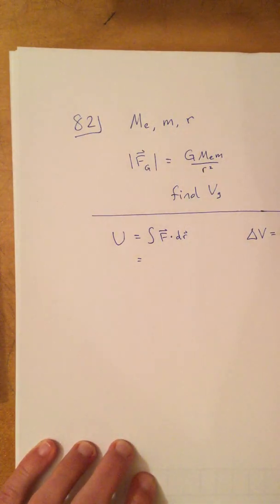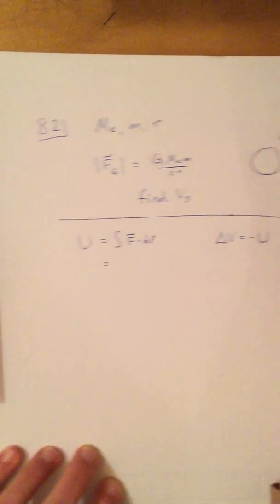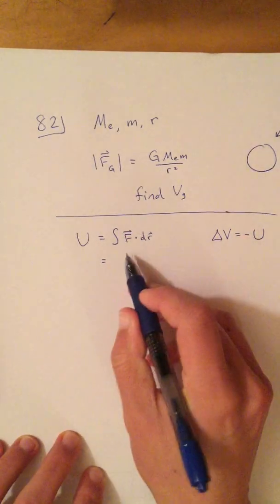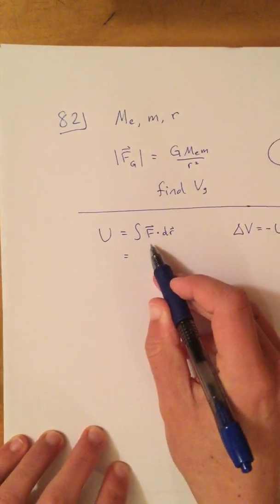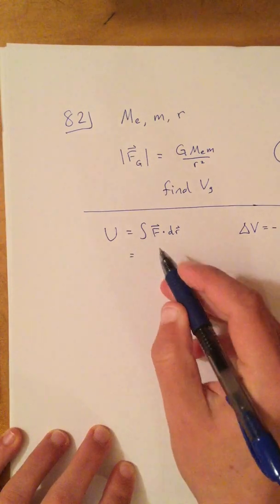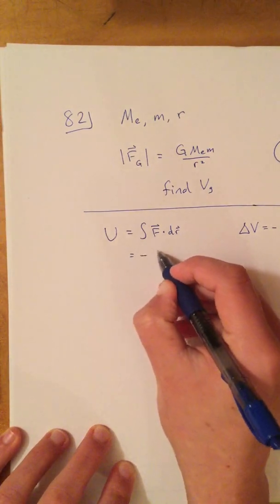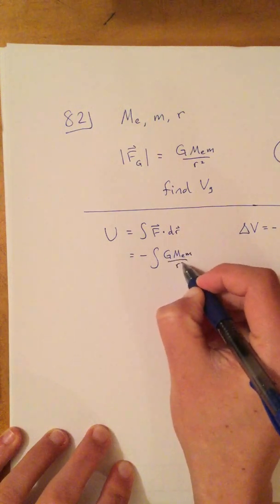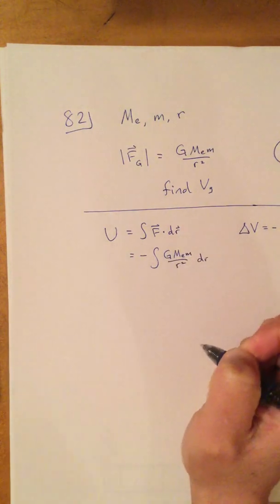Okay, so the force of gravity, we're given the magnitude, but the force would be acting in towards the center of the Earth. The radial direction is pointing away from the center of the Earth, and so the force is in, the radial direction is out, so we get something negative for our dot product here. So this is negative G M m over r squared dr.